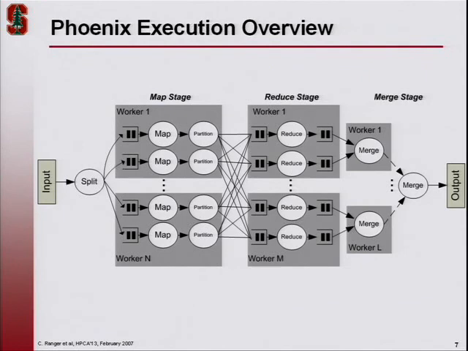So here's a pictorial overview of the Phoenix runtime. It starts with a call to the Phoenix scheduler, which passes the input data to the splitter. The splitter divides up this input data into chunks for the map task to process. The map task processes this data and emits it into intermediate queues. After all the map tasks finish, the reduce stage starts. The reduce stage processes the data from the intermediate queues and emits the resulting key value pairs into the reduce queues. The merge stage combines all the reduce queues into a single output queue.